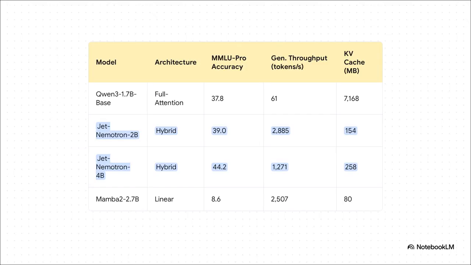This table really tells the whole story. Look at Jet-Nemotron 2B. It actually beats the full attention Qwen 3 model on accuracy. Now look at its speed. It's right up there with a pure linear model like Mamba 2, which, well, look at Mamba 2's accuracy. It's not even close. This is the holy grail. They've managed to get the accuracy of a full attention model with the raw speed and efficiency of a linear one. They broke the trade-off.